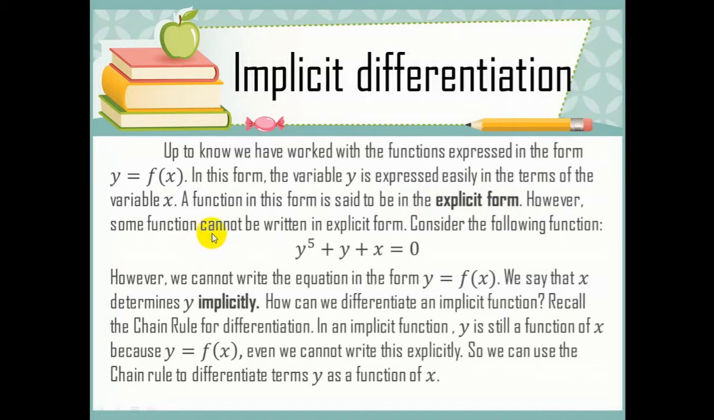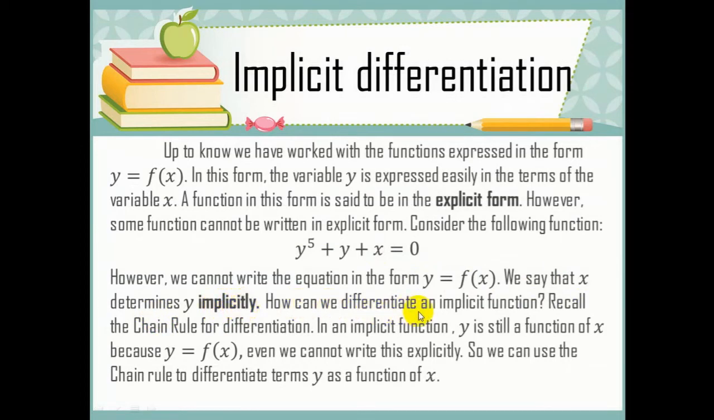However, some functions cannot be written in explicit form. Consider the following function: y to the power 5 plus y plus x equals 0. This function cannot be written in explicit form because there are two different variables, the first y and the second x. We cannot write the equation in the form y equals f(x) because there is y in here, so we say that x determines y implicitly.